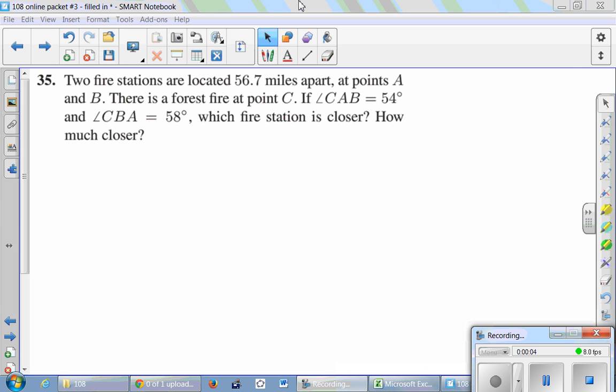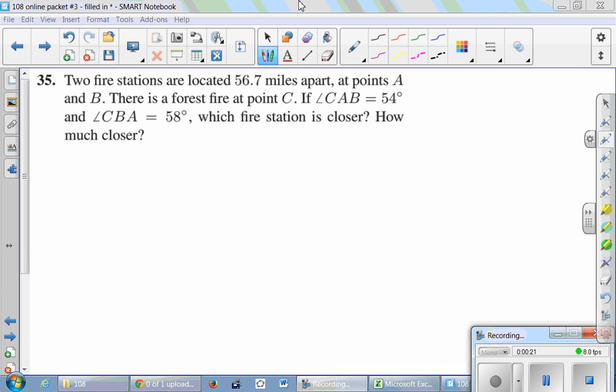Two fire stations are located 56.7 miles apart at points A and B. There's a forest fire at point C. If angle CAB equals 54 degrees and angle CBA equals 58 degrees, which fire station is closer? How much closer? So we'll start here with the diagram.